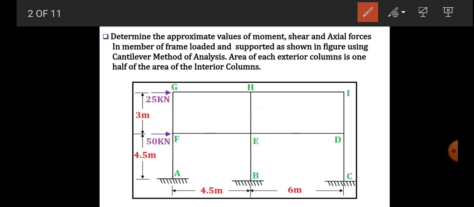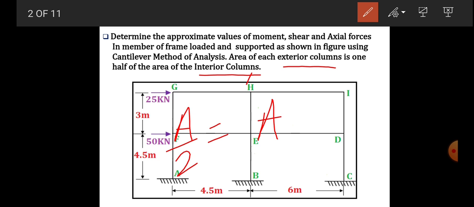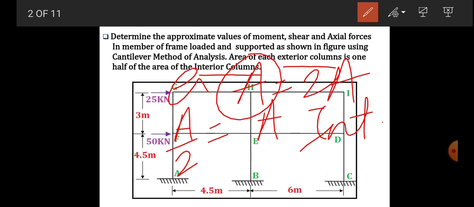Now in the problem it is mentioned that the exterior column area is one half of the area of the interior column. So if our exterior column is A by 2, that means the interior column is A. So we can write the relation like this: interior column is equal to 2a, where a means the exterior column. So this is the relation that we have: interior column is equal to 2a.